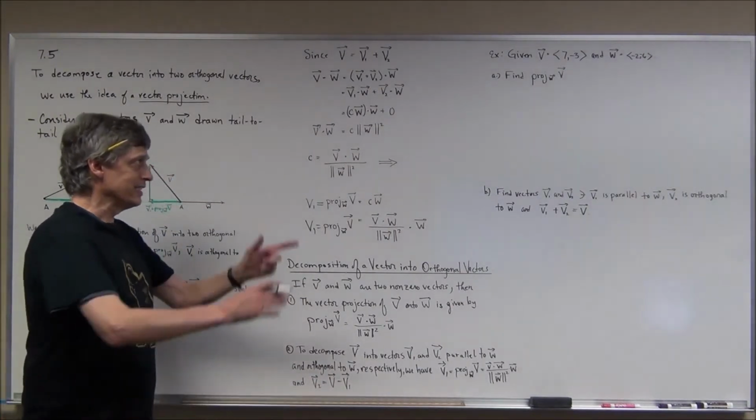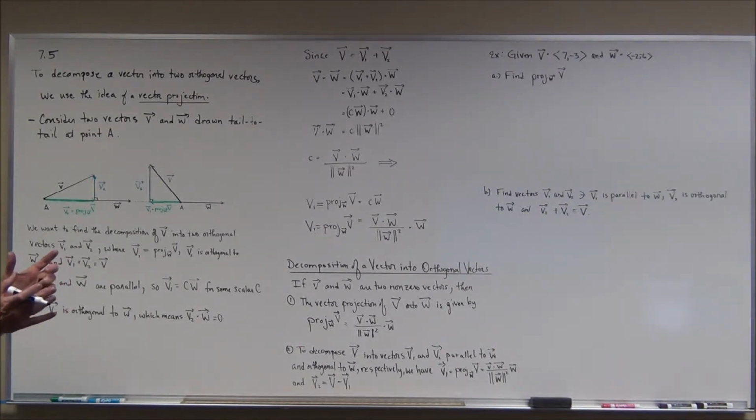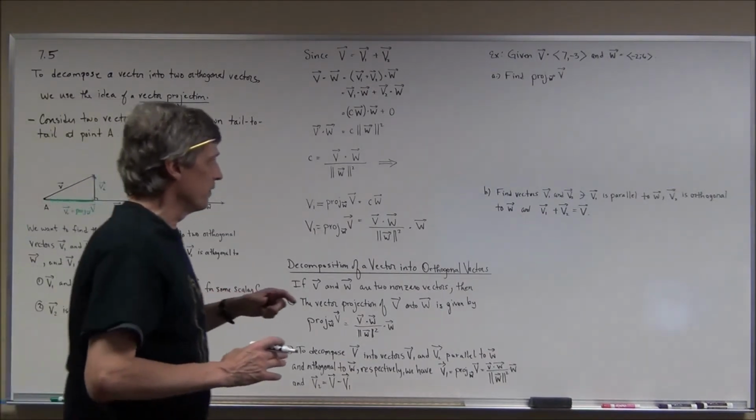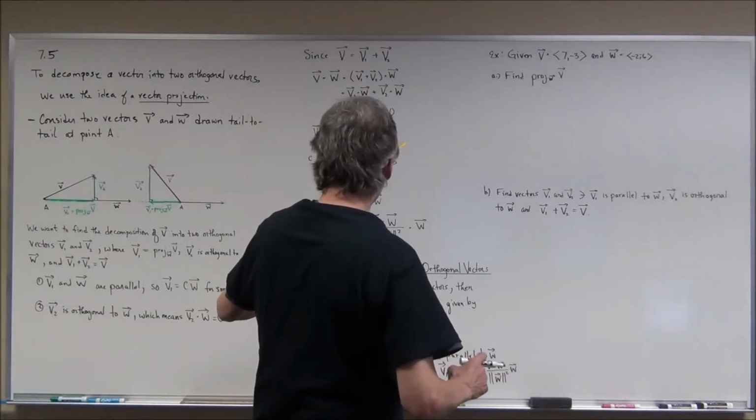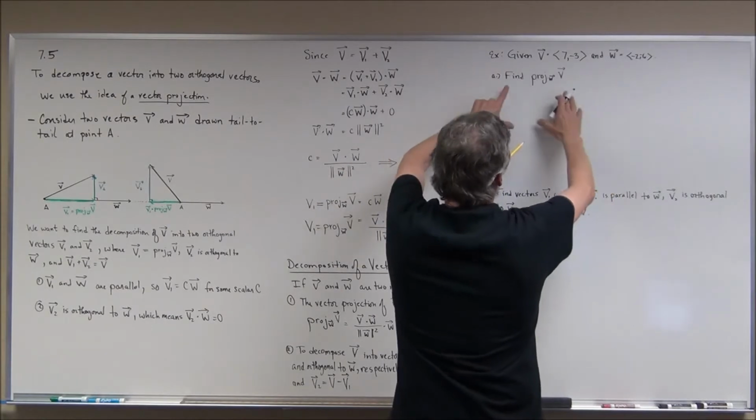So let's see if we can apply this. It's kind of like we're taking this vector and breaking it down into two perpendicular vectors, like maybe one's north-south and the other's east-west, to get an idea of what this projection is made up of. So, here we go.